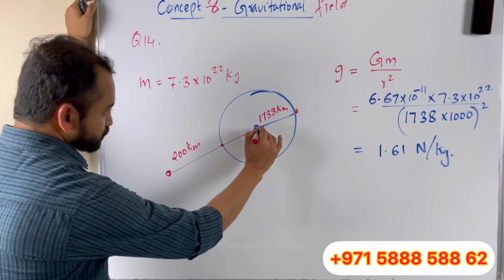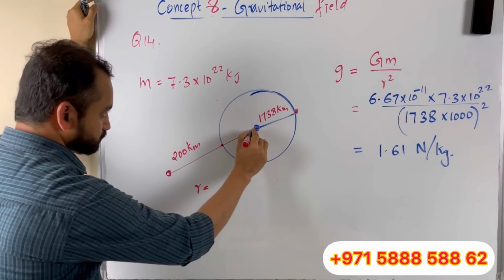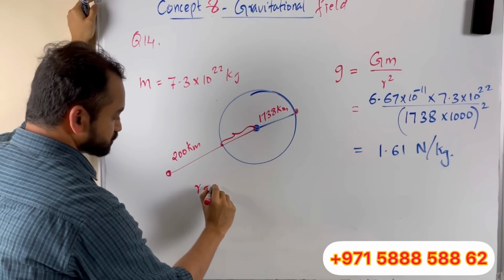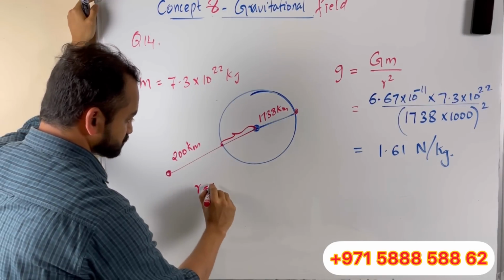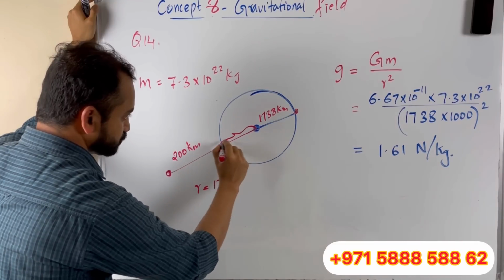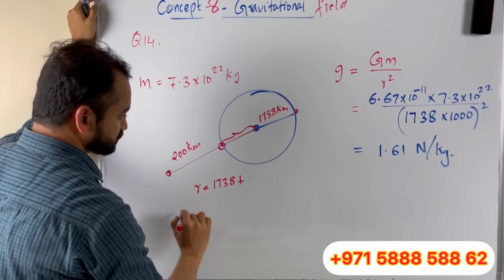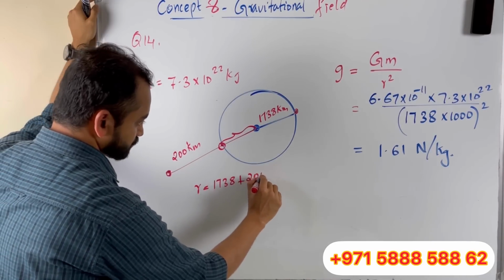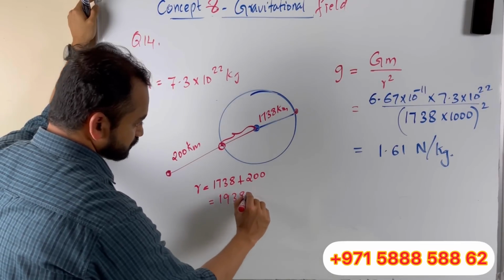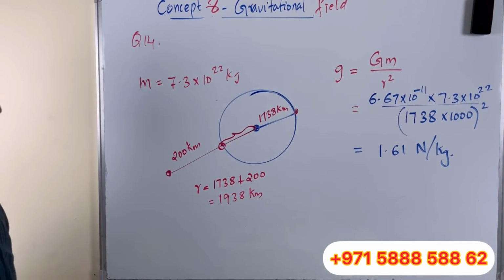So in that, first you need to calculate the distance r. Here distance is not equal to radius, right? Because this is the radius plus this much distance. So what is the total distance here? Distance is 1738, that is the distance from here to here, plus the distance from the surface of the moon to this point, that is 200. So this will be 1938 kilometers.